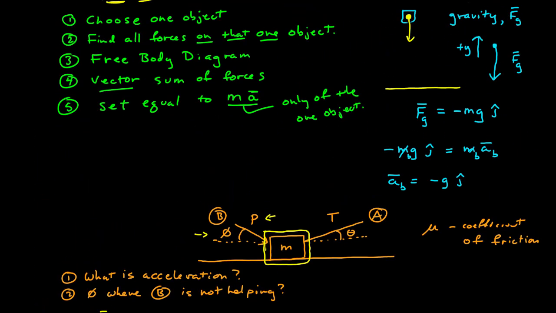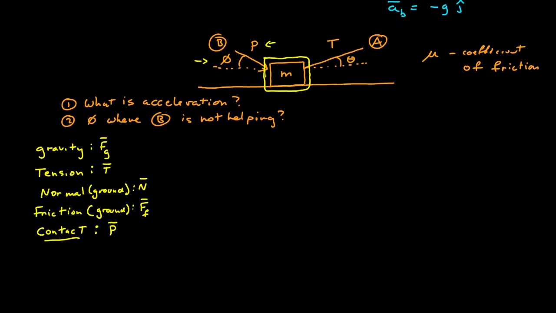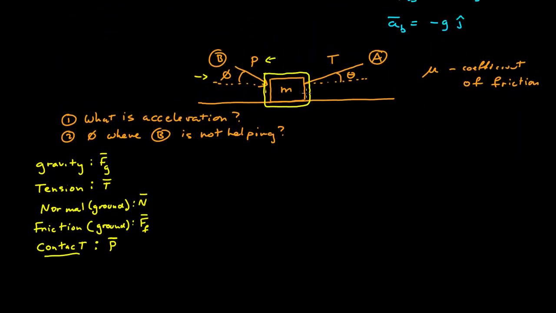I've chosen one object and I've found all the forces on that object using the ideas we used before. I isolate the object, there's gravity, and I find everything that's in contact with the object, and then I use my various models for my tension force and my contact forces to set up what they are.